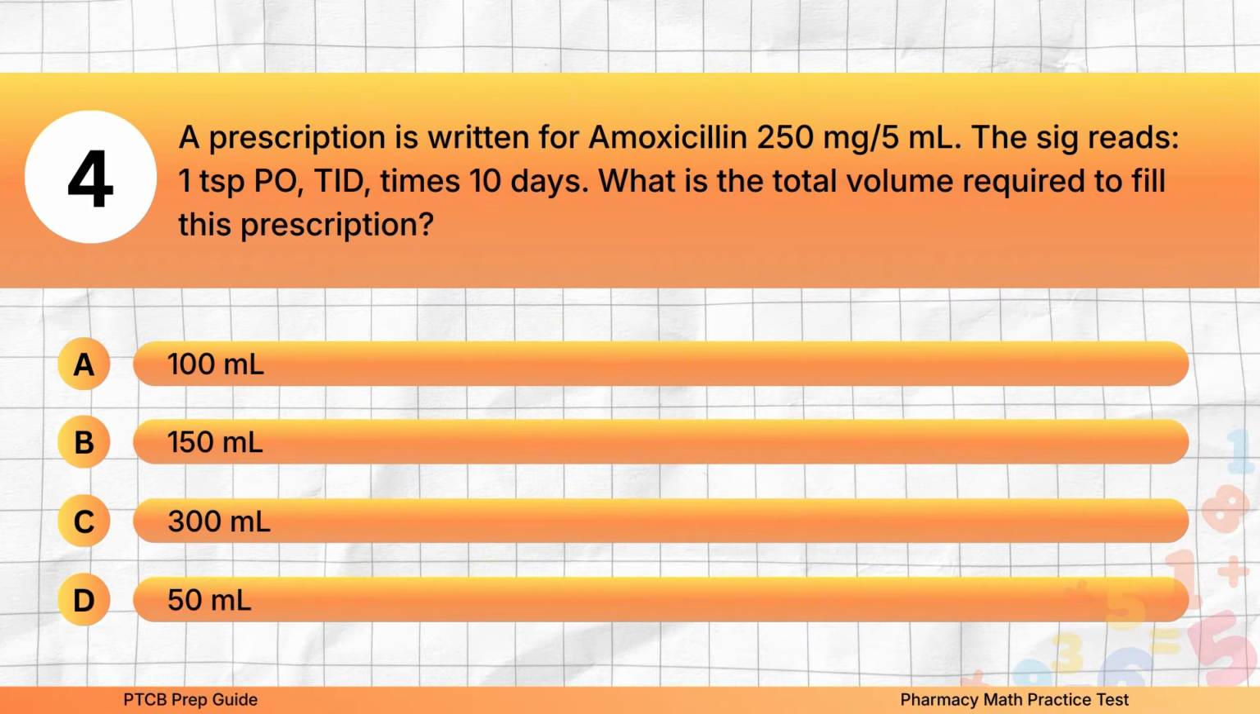Option C is 300 milliliters, and option D is 50 milliliters. Hit pause and try to work this out on your own first. When you're done, I'll guide you through the conversion and calculation.